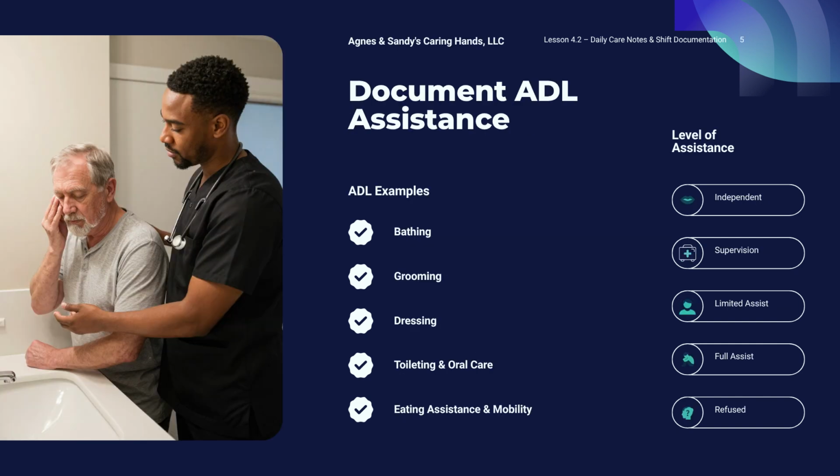Activities of daily living, or ADLs, are commonly documented during home care shifts. Instead of simply writing "ADLs completed," provide the information required by the agency's documentation system. For example, indicate whether the client completed a task independently or required assistance. Your documentation should accurately reflect what you did. Never document that you provided hands-on assistance if the client completed the activity independently. Likewise, if you provided assistance, make sure that care is appropriately recorded.